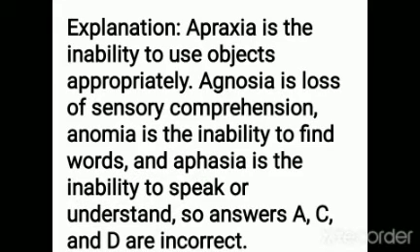Explanation. Apraxia is the inability to use objects appropriately. Agnosia is loss of sensory comprehension. Anomia is the inability to find words. And aphasia is the inability to speak or understand. So answers A, C, and D are incorrect.